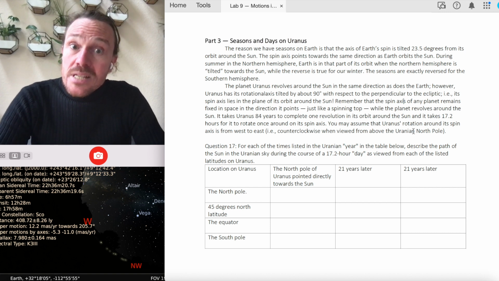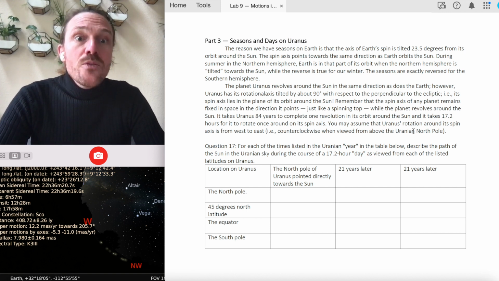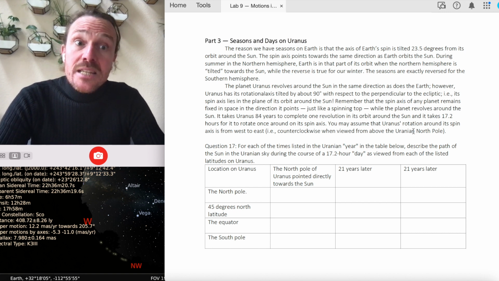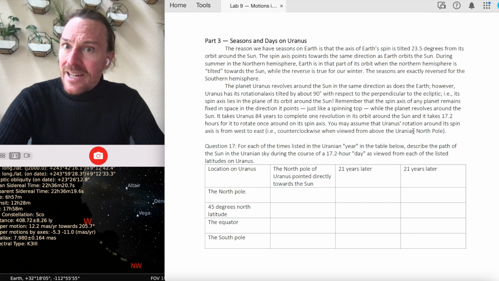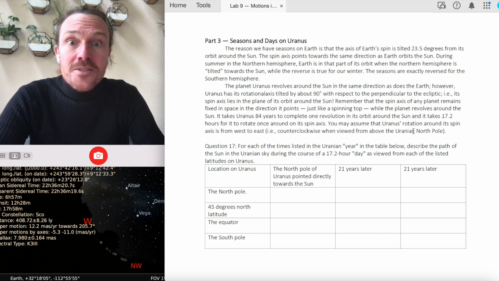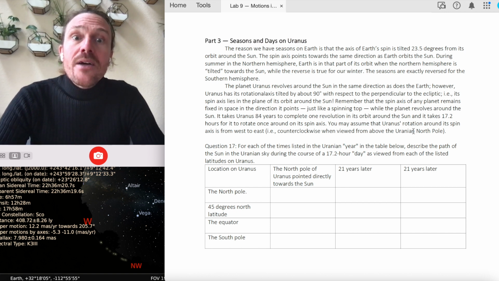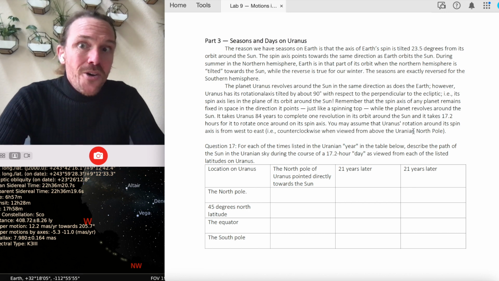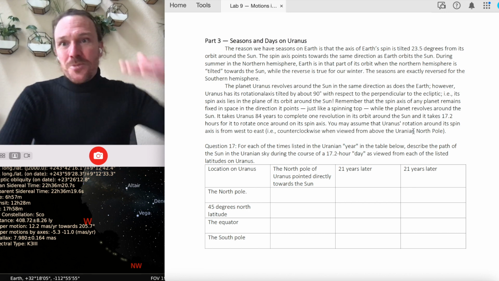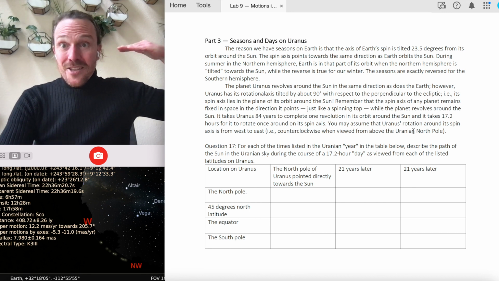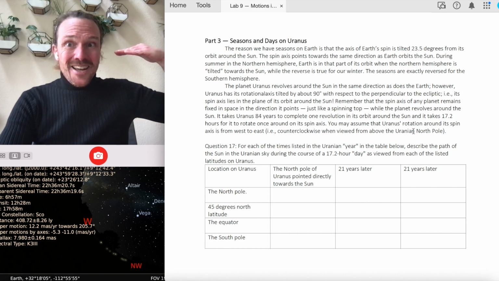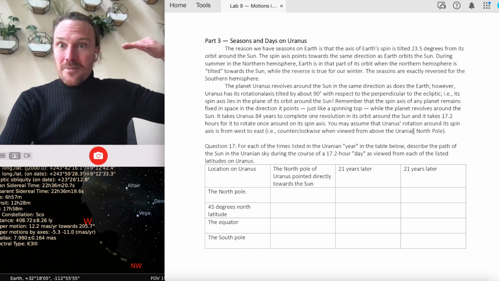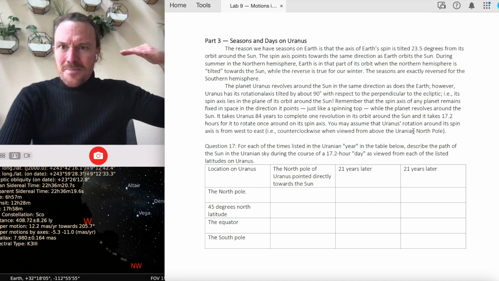So it takes Uranus 84 years to complete one revolution in its orbit around the sun, and it takes 17.2 hours to rotate once around its spin axis. See, I told you I had quick days. Its days are shorter than ours, although of course, calling it a day is a bit of a stretch when you have your pole facing the sun. There's actually going to be no rising or setting of the sun anywhere on that planet. For someone directly at the North Pole, they're just going to see the sun remain fixed in place. It doesn't matter that the planet is spinning every 17 hours.